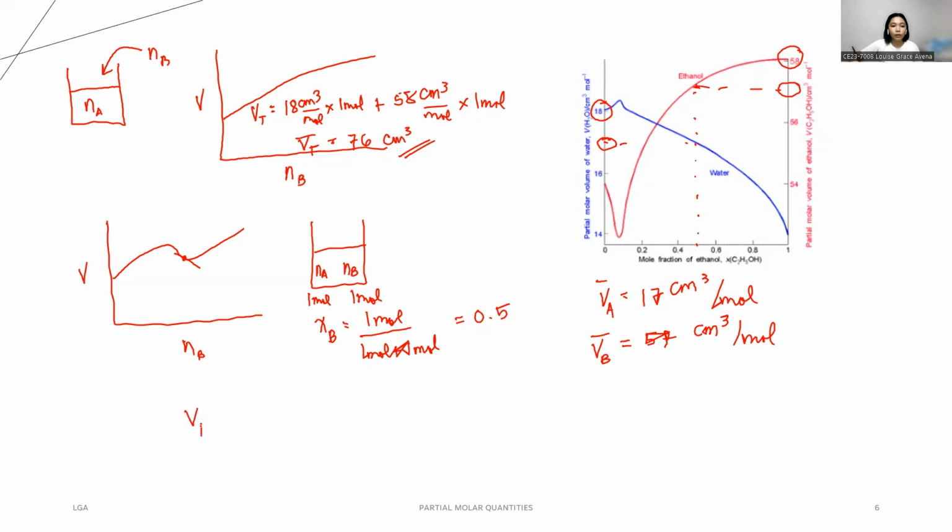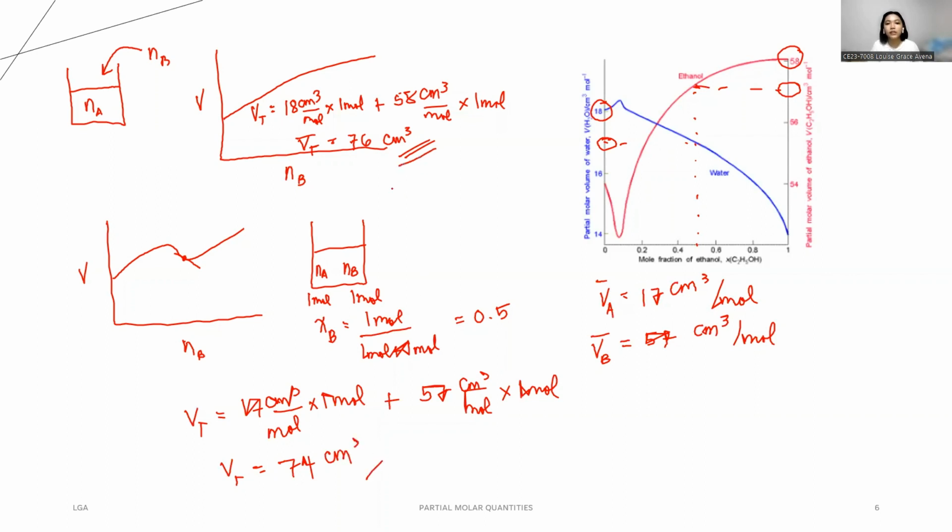Then our total volume would be 17 cm³/mol times 1 mole of water plus 57 cm³/mol times 1 mole of ethanol, and the total volume is only 74 cm³, which is quite less than what we computed earlier when we disregarded the molar contributions of each component.